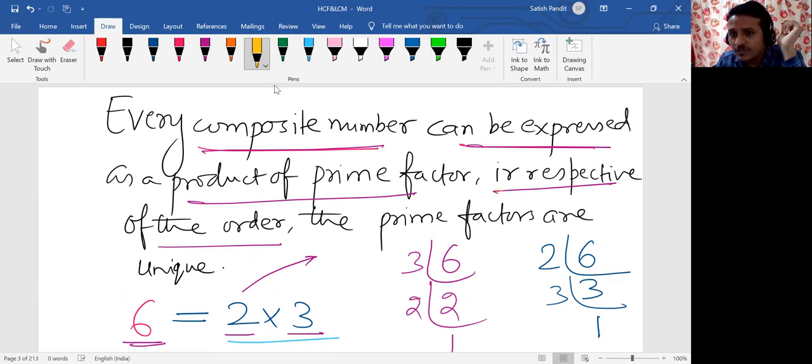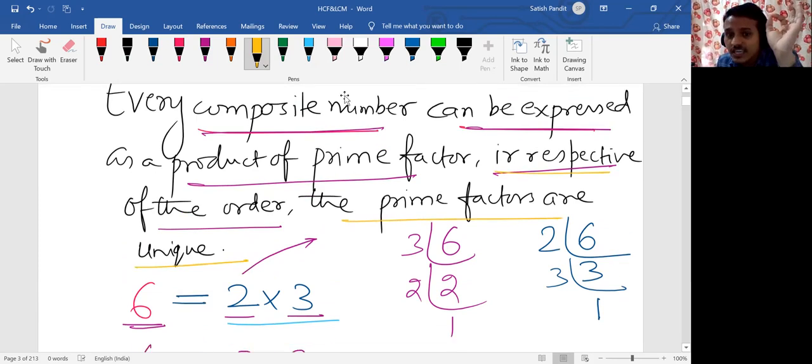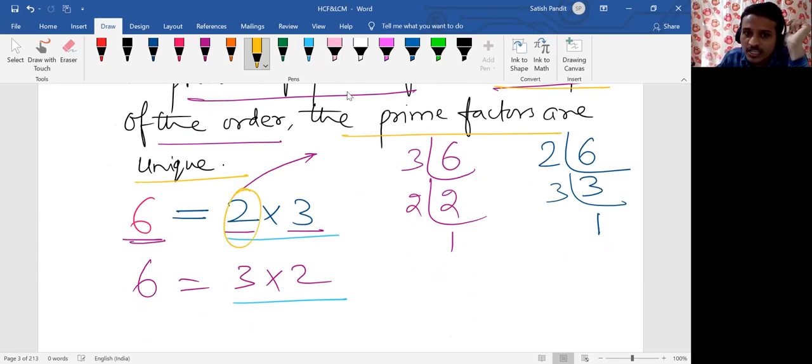So here, irrespective of the order, the prime factors are unique. You can see for yourself that the prime factors are unique. Here 2 and 3 are the prime factors. Here also 2 and 3 are the prime factors. So the prime factors of every composite number are unique, but you can write them in any order. But I would suggest please go in ascending order, from smallest to bigger, so that it is easier for you.